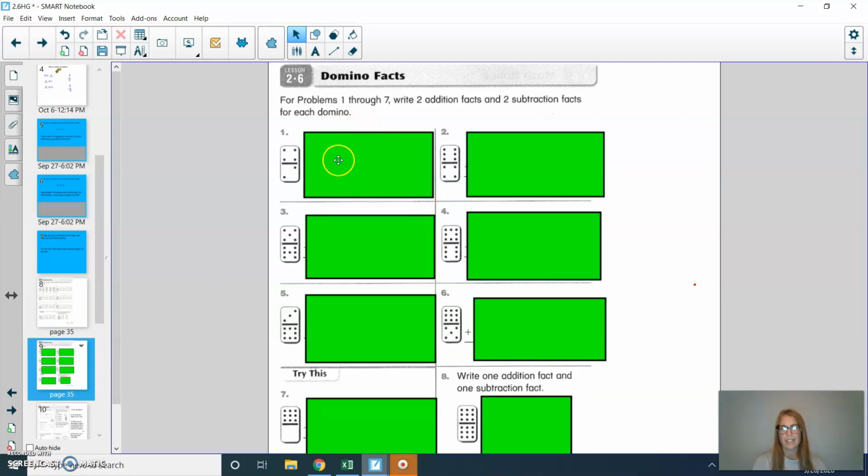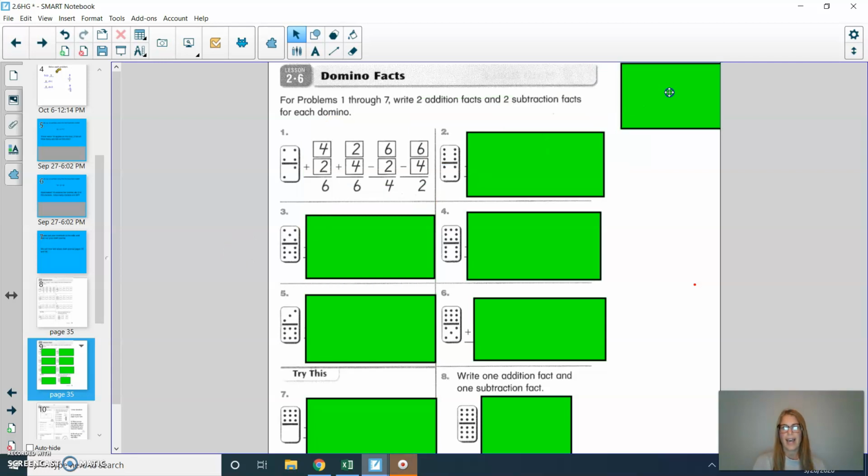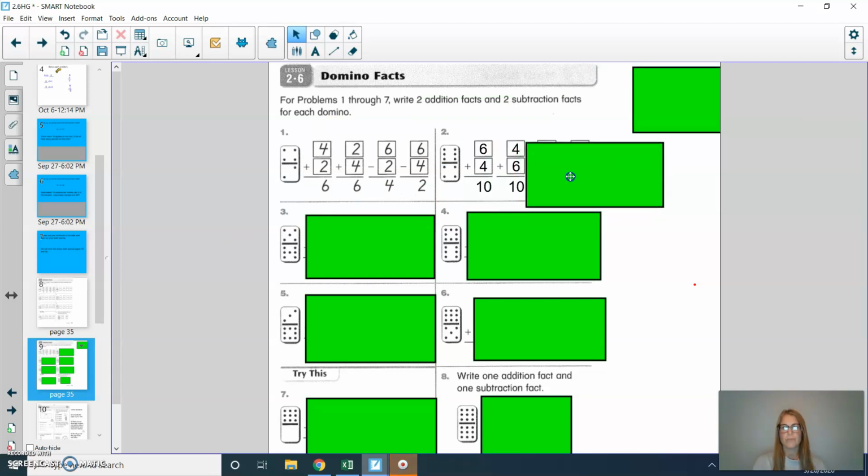All right, second graders, let's look at question number 2. So we had 6 and 4, 6 plus 4 equals 10. Then I had 4 plus 6 equals 10. And again, maybe you had 4 plus 6 equals 10 first, and then 6 plus 4 equals 10 second. That's okay, you don't have to switch that. And then I have my 2 subtraction problems. 10 minus 4 equals 6, and 10 minus 6 equals 4.